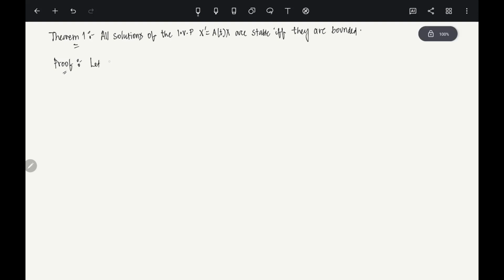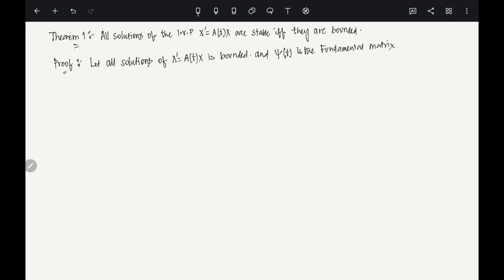So let all solutions of x prime equals A times x be bounded. Is it okay? Now if that is the case, of course, we have a linear system, right? Now you remember the fundamental solution, right? So we have a fundamental matrix of this differential system. Let's say phi of t is the fundamental matrix of this system. So I'm not writing all that. Is it okay? I hope you understood.